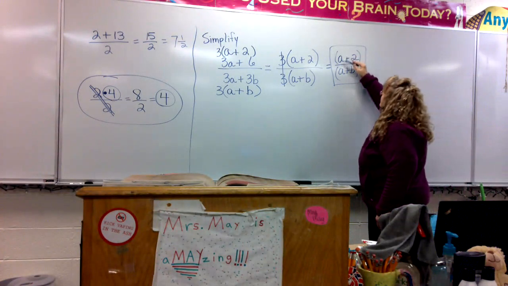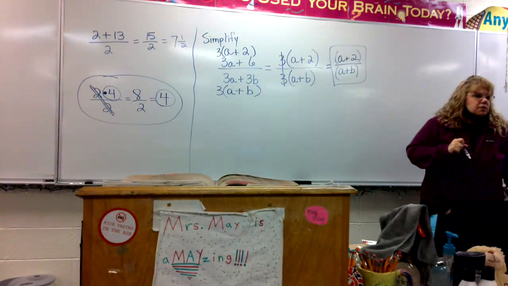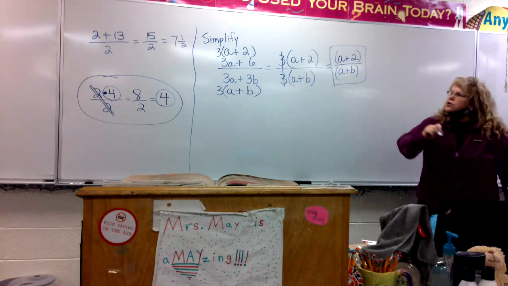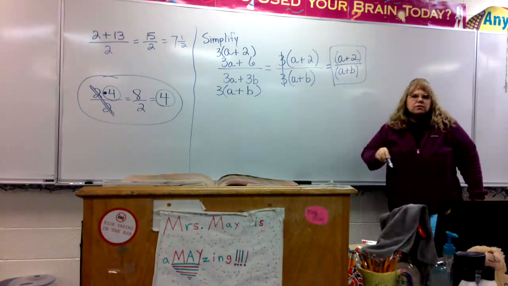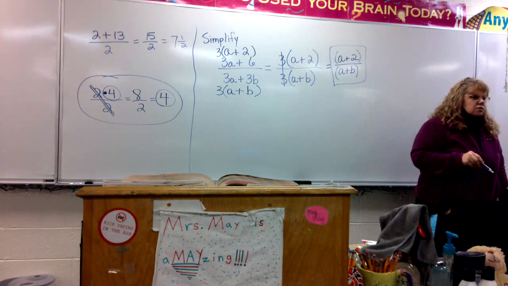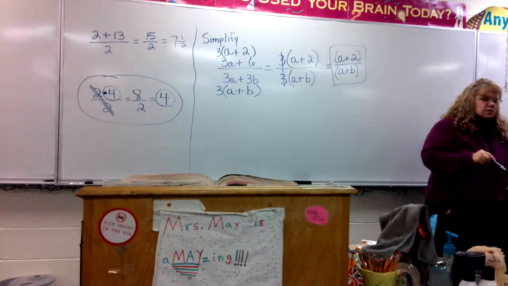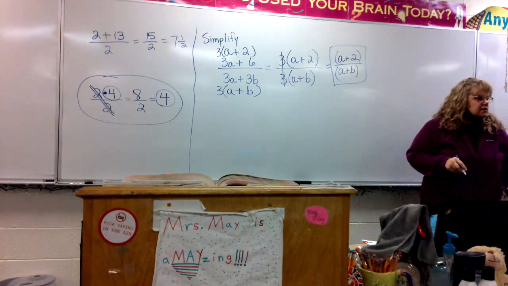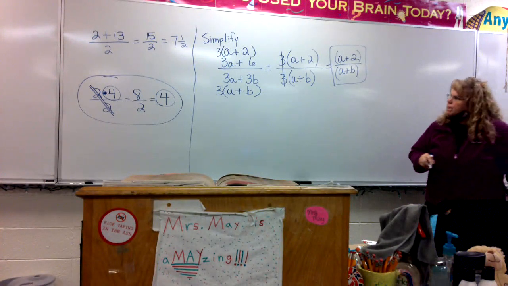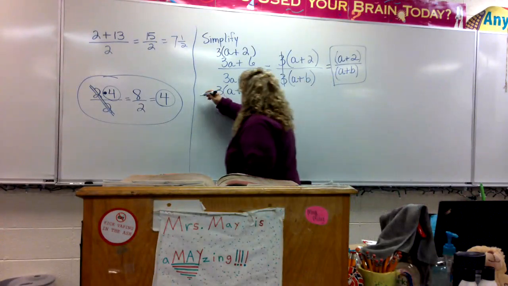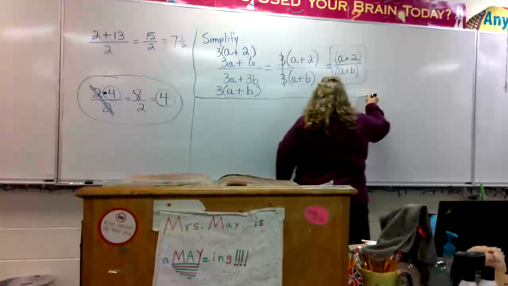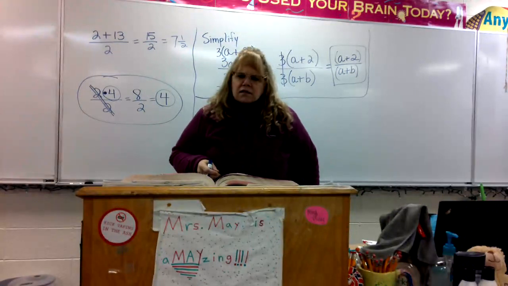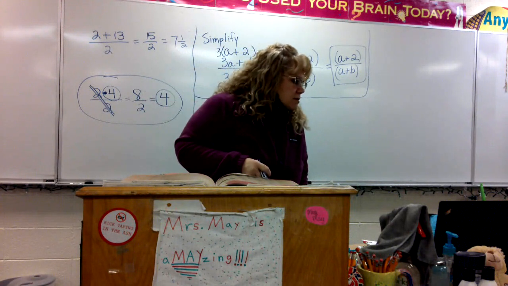Could I go back and cancel out those A's? Just shake your head. Could I cross off these A's? No, because it's adding, right? This is A plus 2, A plus B. It's adding. Can't cancel if it's adding. Does that make sense?